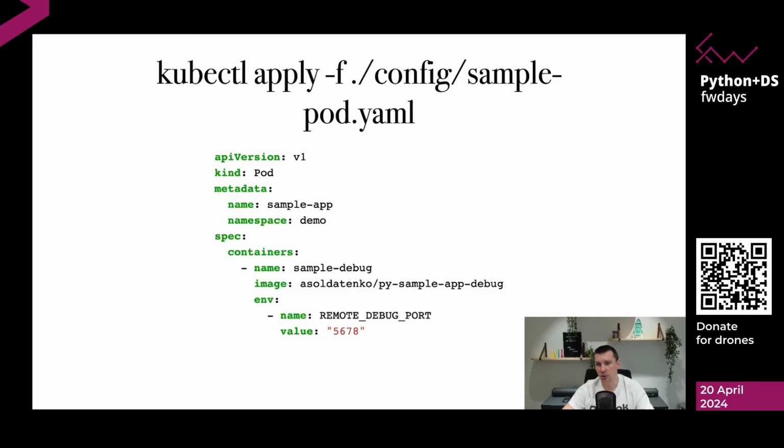So the next step is to create a Kubernetes pod manifest, which is on my slide, just assuming we build an image and push it to the registry. I did it beforehand. And as you can see, I provide this debug port in my sample file.